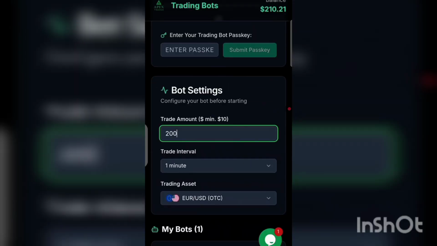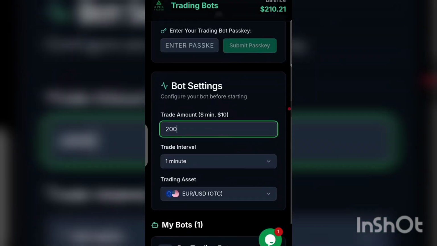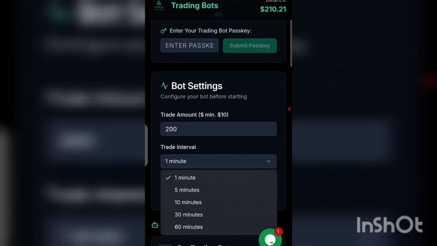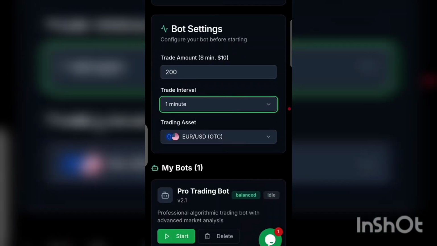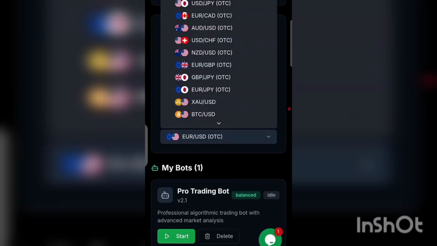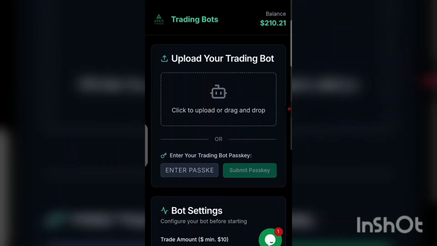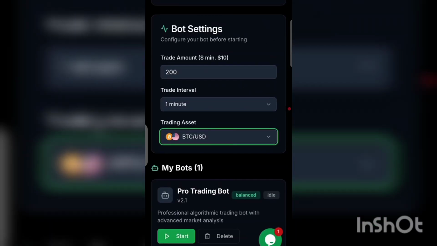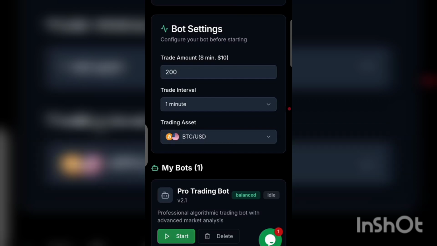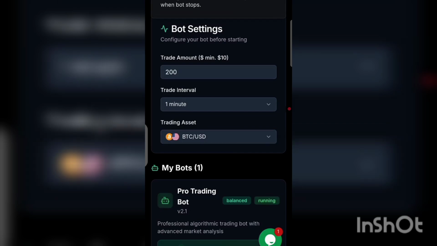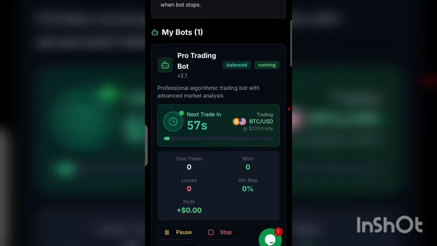So I'm going to be inputting the 200 which we just deposited here, and I'm going to be selecting 1 minute for this particular trade. You can see I've actually selected it. Are you getting me? And you can see I now have one running here. It's already running. I've installed it and it has started counting. So every 1 minute this particular bot will carry out a trade.